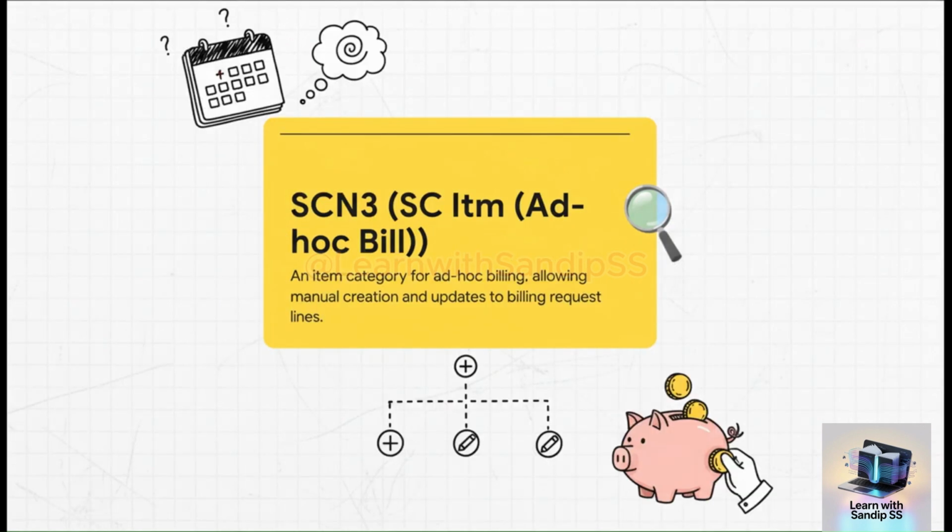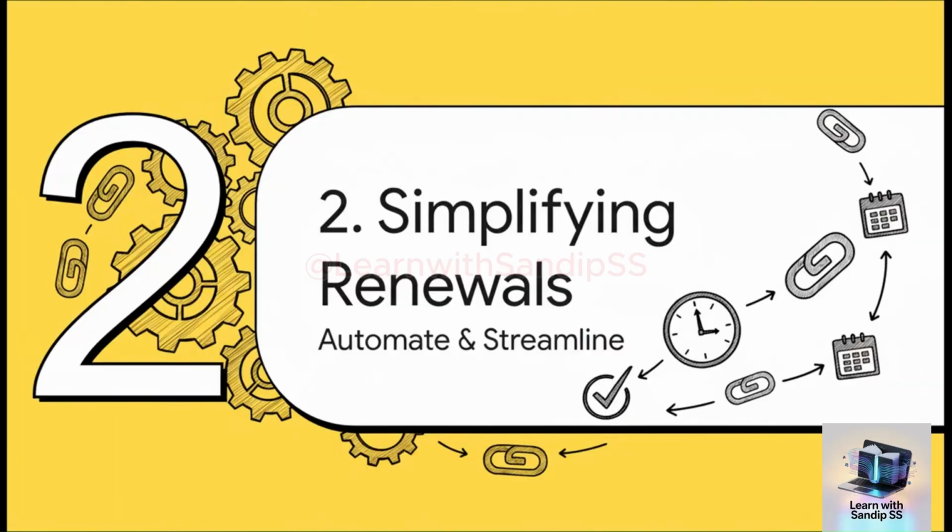Now, if you need even more control, check out SCN3. This one's for ad hoc billing. It's perfect for those times when you just can't predict when you'll need to bill. When you use this, the billing plan actually starts out completely empty. This means you can manually pop in billing request lines exactly when you need to, giving you total on-the-fly control over the whole process.